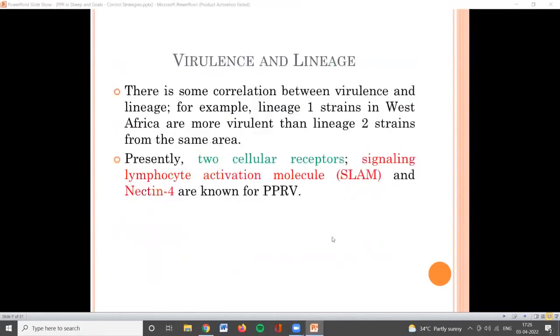Some scientists believe that there is a correlation between virulence and lineage. For example, the lineage 1 strain in West Africa is more virulent than the lineage 2 strain from the same area, that is West Africa, and lineage 1 causes more virulent disease in animals than lineage 2. And there are 2 cellular receptors for the virus in the host cells, that is signaling lymphocyte activation molecule, SLAM, and nectin-4. These 2 receptors are known for the PPR virus.